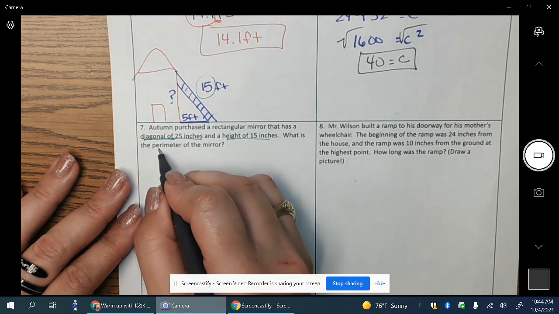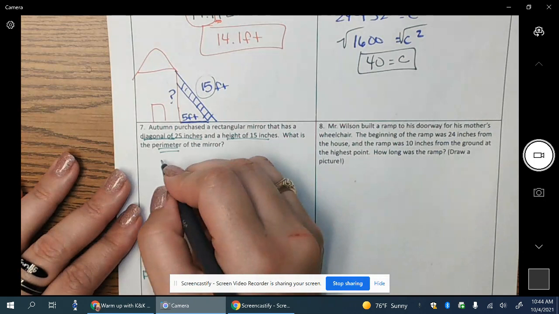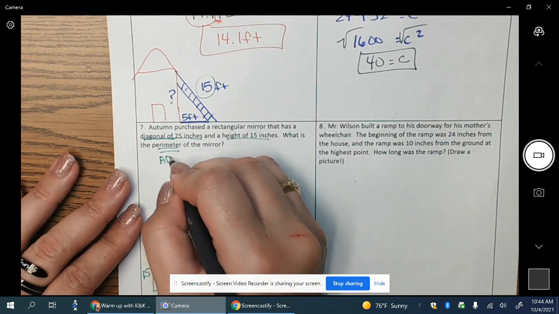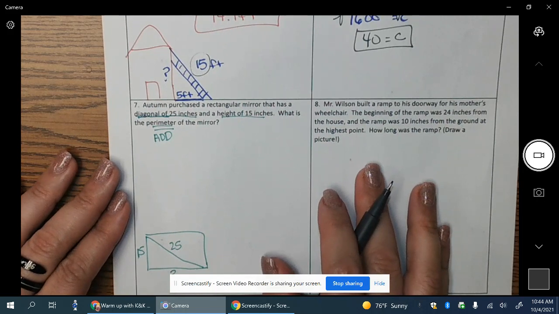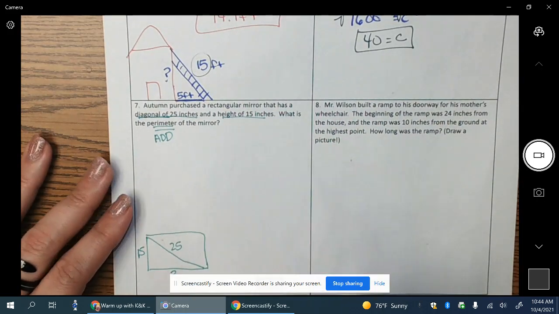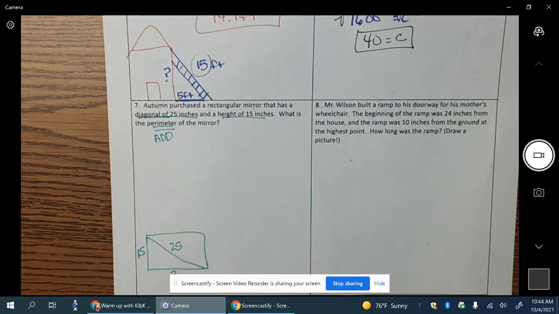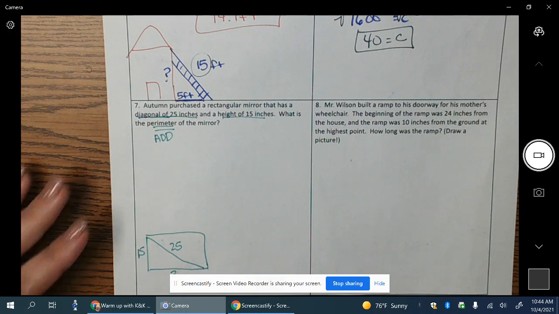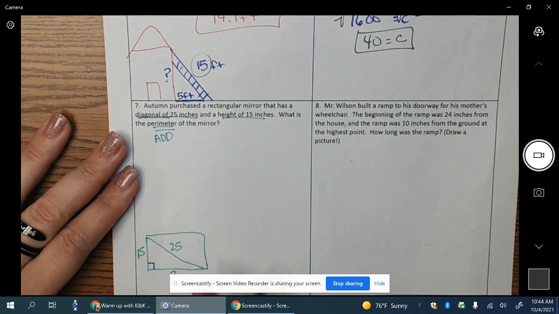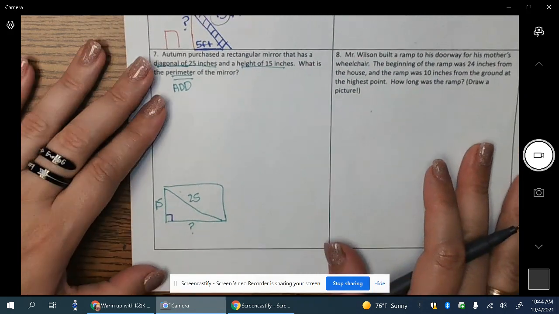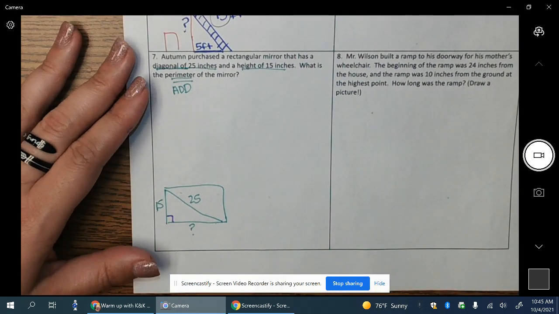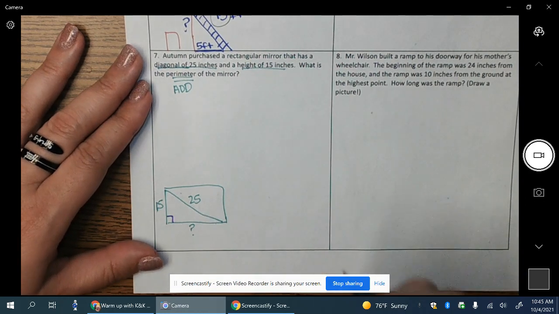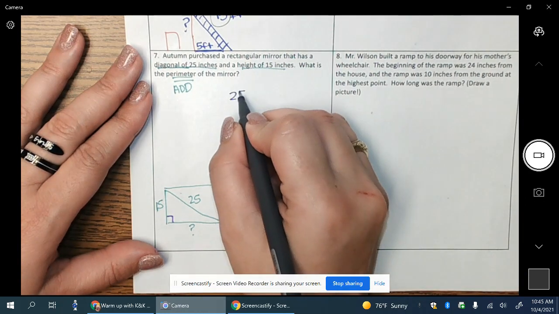I want to know the perimeter. How do you find the perimeter? You're going to add all the numbers. But do I have enough numbers right now to add yet? No. But, Felix, you were correct. I need to do the Pythagorean theorem to figure out the missing side. So, Felix said to subtract. Why are we subtracting? Yes, they gave me the hypotenuse, so I'm going to subtract.